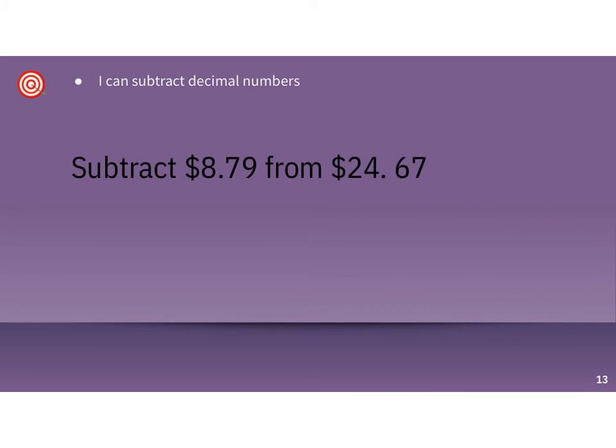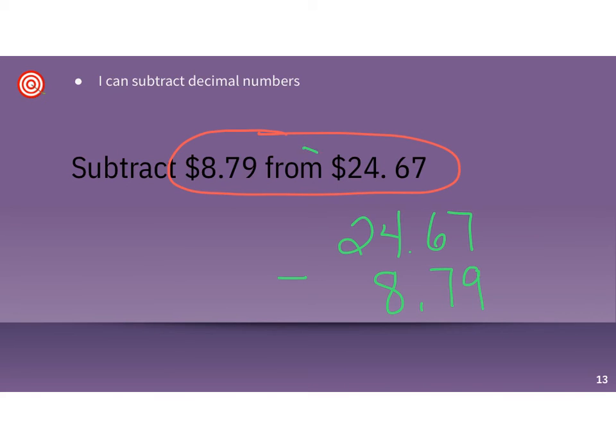And of course, money. Decimals are found in money, and that's often where we see and practice our decimal work the most. So $24.67 minus $8.79. Did you write them in that correct order because of this word from? That means if I'm subtracting this number from this number, I write that number first. 7 minus 9 I can't do, so I regroup. 17 minus 9, that would be 8.